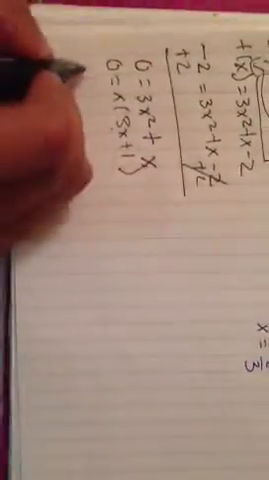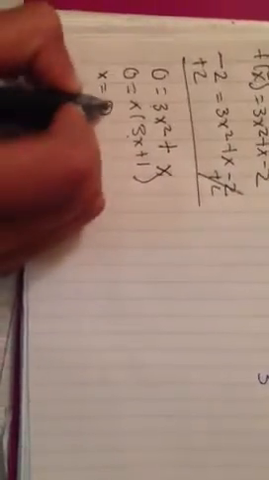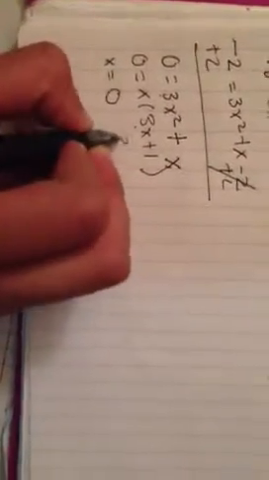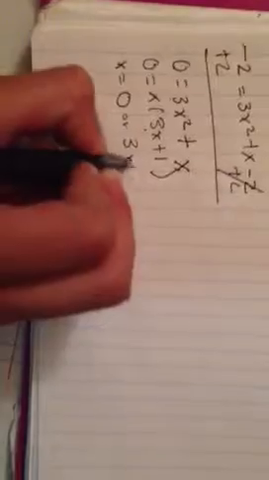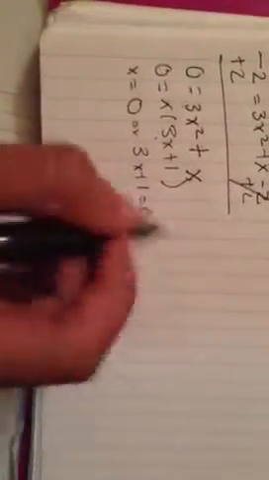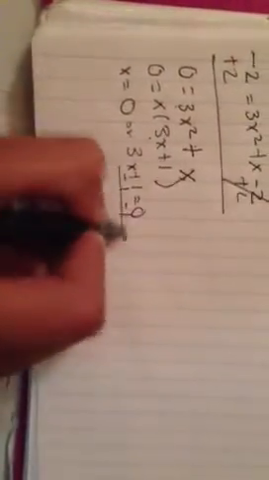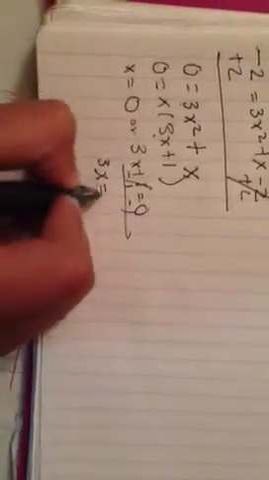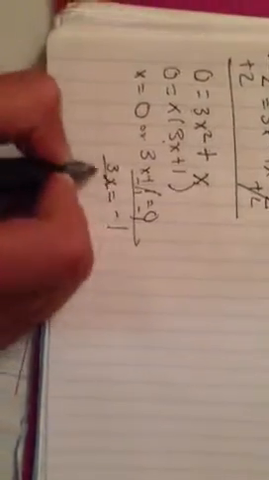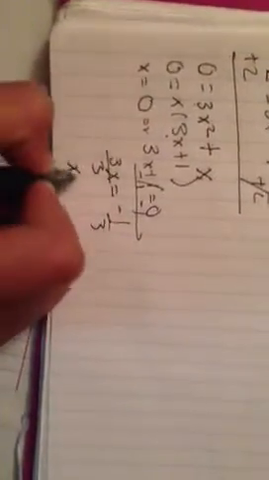And you will have x is equal to 0 or 3x plus 1 is equal to 0. And you just move the 1 here. You will have 3x is equal to negative 1, divided by 3. x is equal to negative 1/3. And this is your answer for letter C.